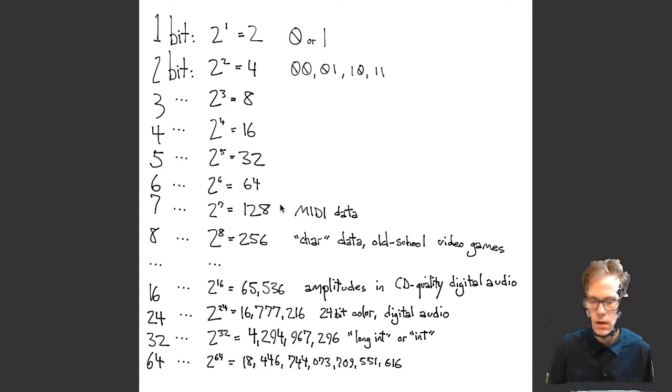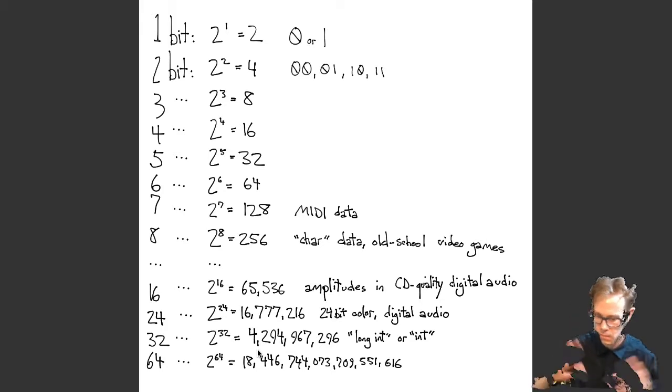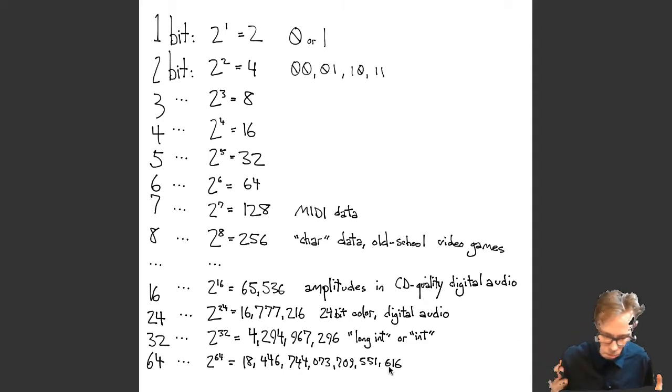32 bits are often referred to in computer science as long ints, or sometimes just ints. And that gives you this huge range of possible amplitudes here. I think that's 4,294,000,000 possible values. And then 64 bits gives you this very large number. This is the maximum range of a 64-bit system, and a lot of contemporary computer operating systems are 64-bit.